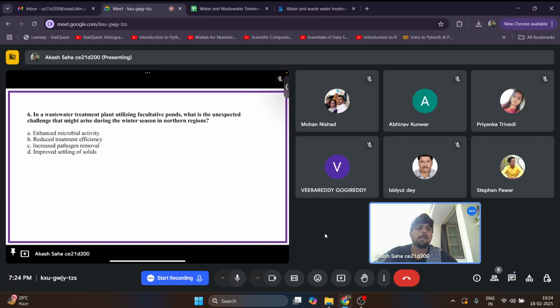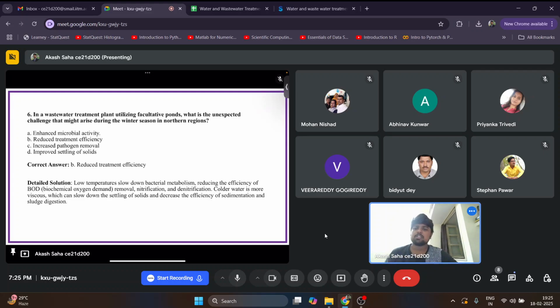Can you think about it? Less. Why? Settling of solids is not correlated with the microbial activity. Then how will the settling of solids be less? What is the reason? Okay, so the answer is correct. Settling of solids can be less because the colder water is more viscous.